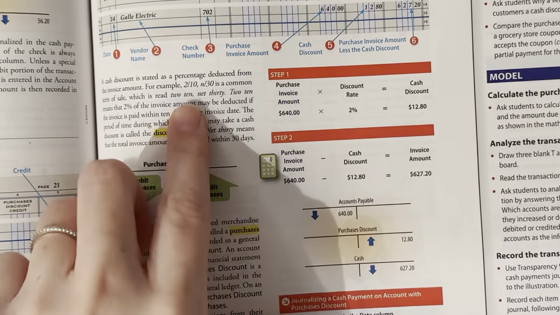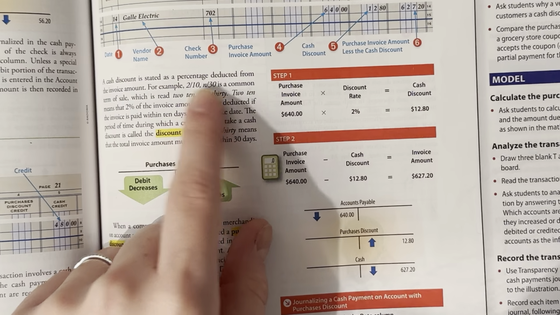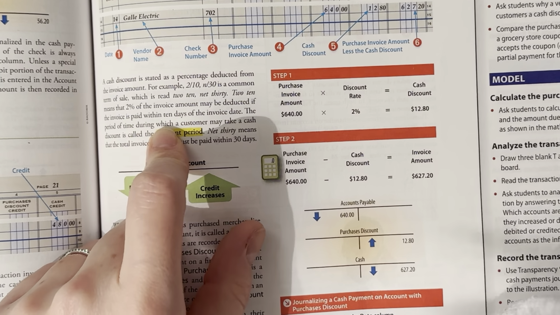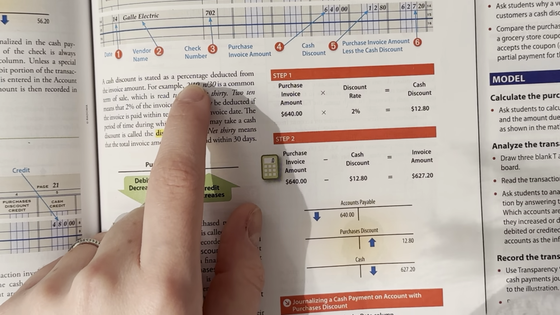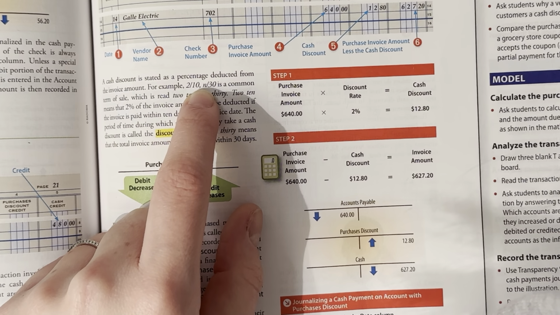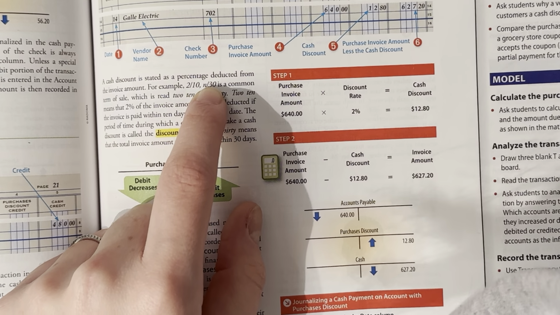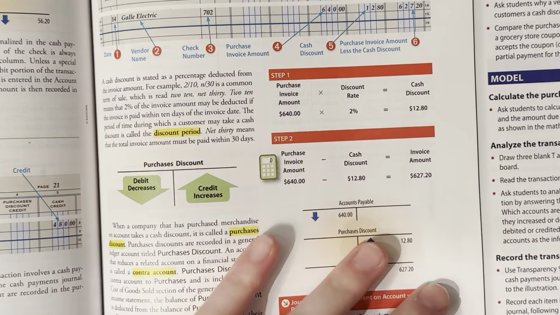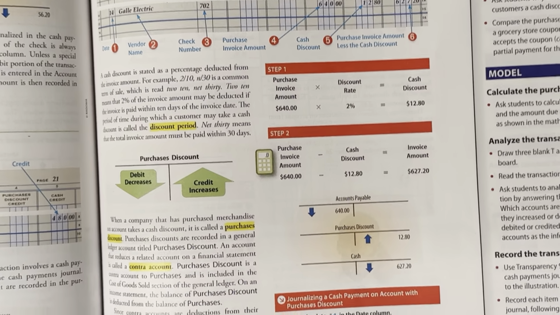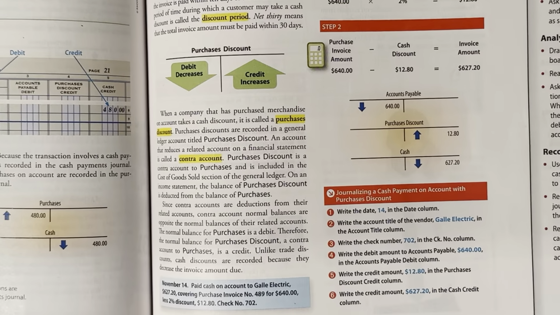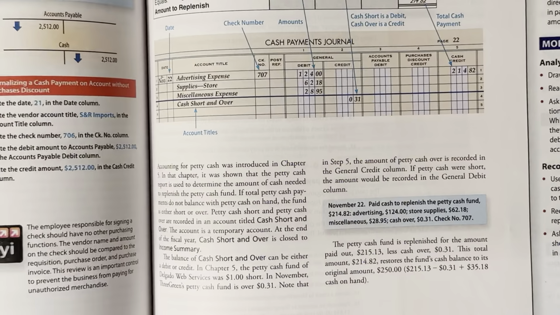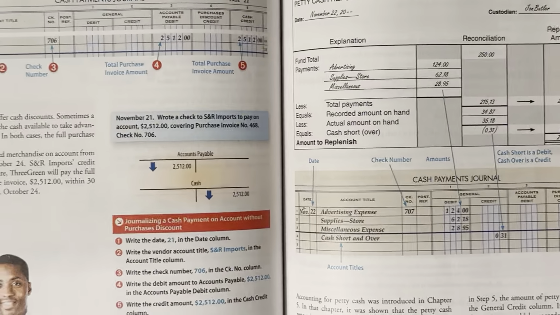Again, I think you've already learned this, but 2/10 net 30 is a common term of sale. So this means 2% discount within the first 10 days. After that, you have to pay the full amount in 30 days. I'm going to stop right there and pick up on the next 2 journal entries in the next video.